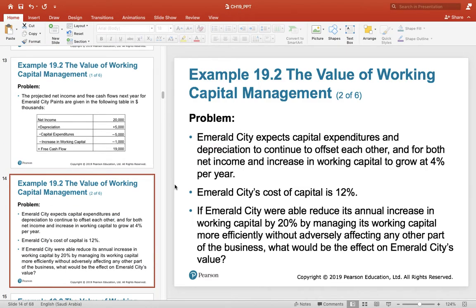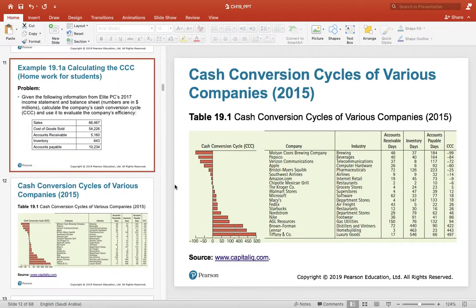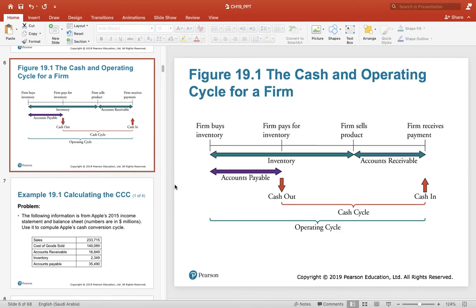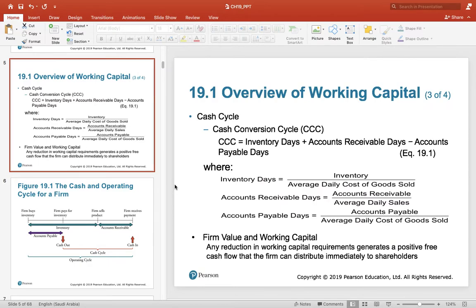Now the question is, say for example, the net income and the working capital all grow by 4% a year. Cost of capital is 12%. Now Emerald is thinking of reducing its working capital by 20% from the beginning. How will it impact the value of the company? We have seen in the very beginning, on one of the slides, that if working capital is reduced, the value of the business increases. A reduction in working capital requirements generates positive free cash flow that the firm can distribute immediately to shareholders.